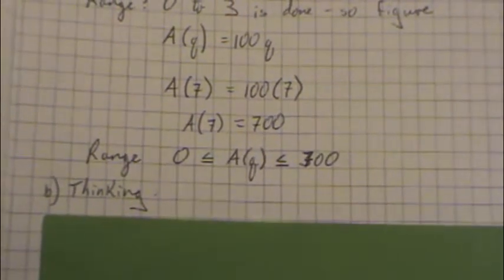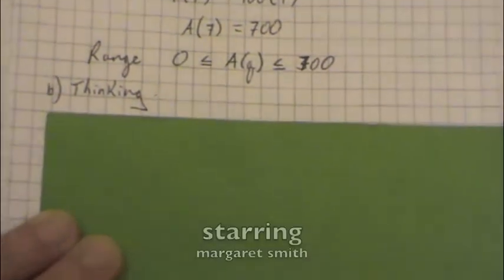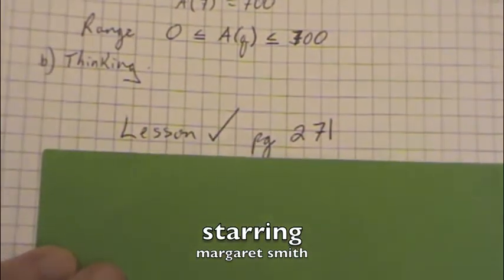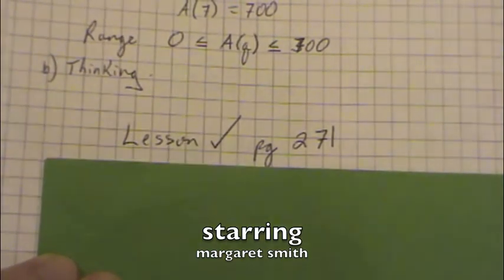And letter B is just a thinking one. We've kind of been talking about it as we've gone through. Why doesn't it make sense to have a domain value less than 0? Because you can't use negative amounts of paint. All right, we have made it to the end of another thrilling lesson. Do the lesson check on page 271, and I will see you tomorrow.